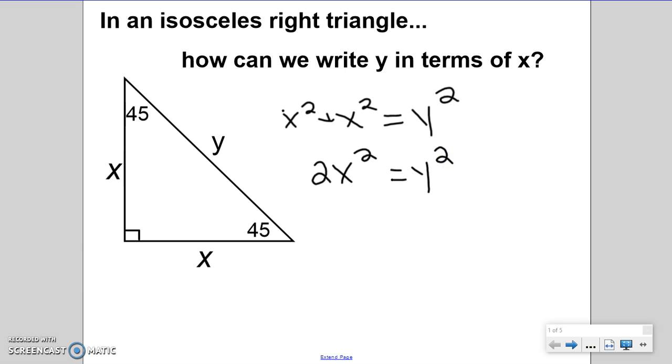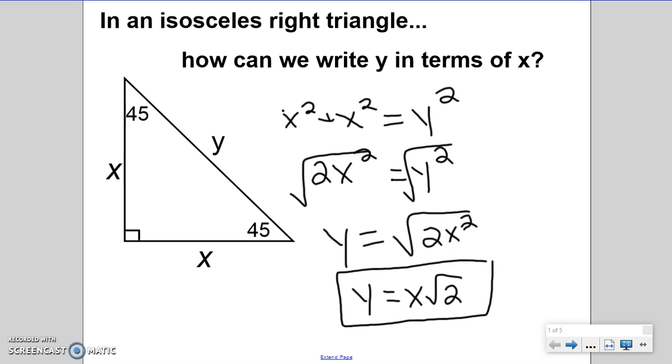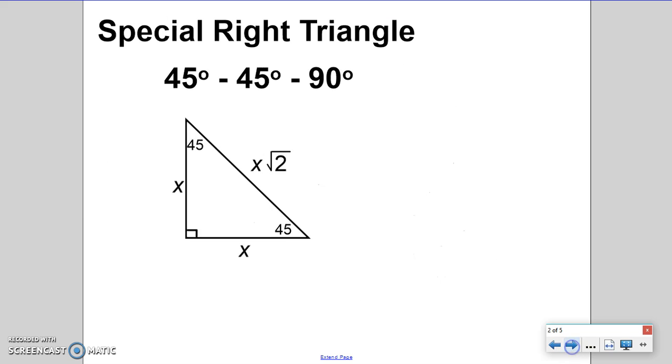And because I'm trying to get y by itself, I'm going to take the square root of both sides, which tells me that y is equal to the square root of 2x squared. And since I can't take the square root of 2, but I can take the square root of x squared, this tells me that the hypotenuse y is equal to x times the square root of 2. So this is the length of the hypotenuse in terms of x for any 45, 45, 90 triangle, which is an isosceles triangle, one of our special right triangles.